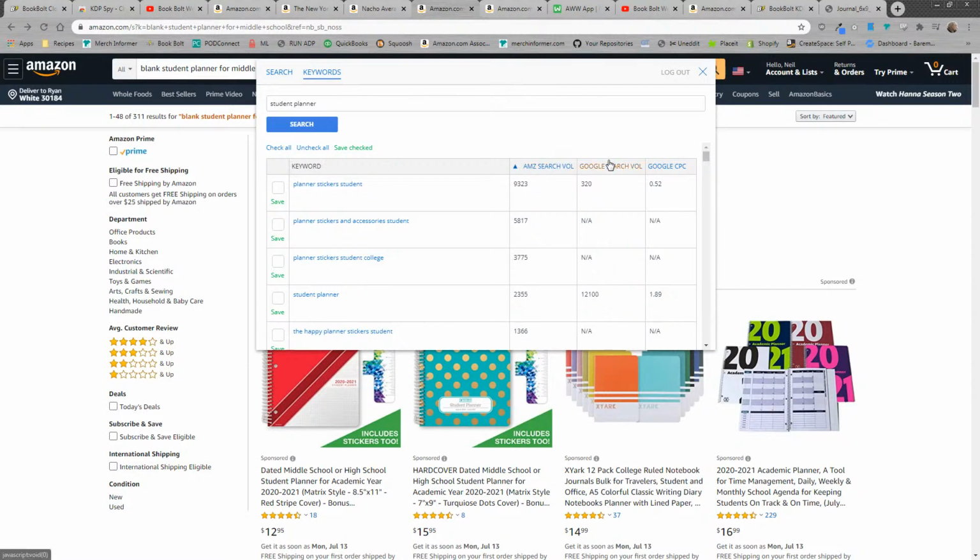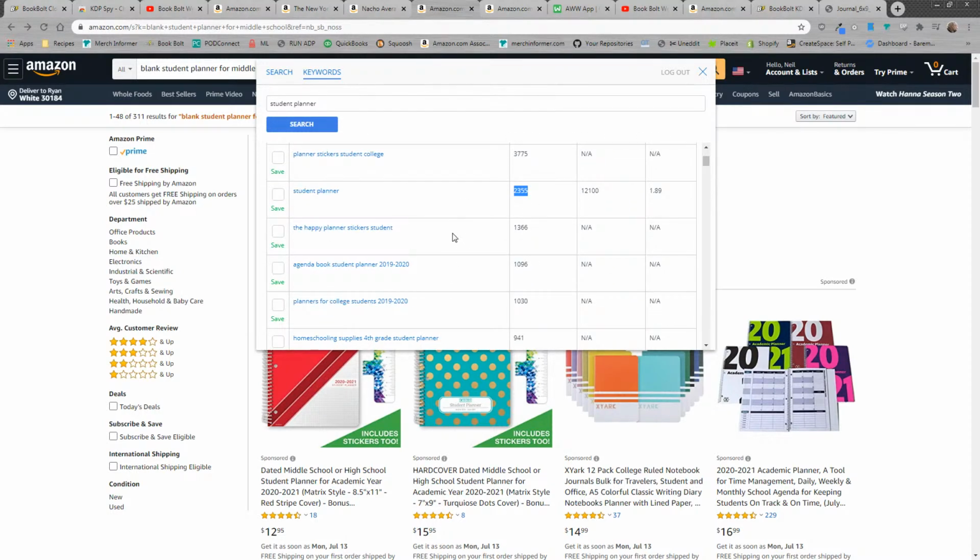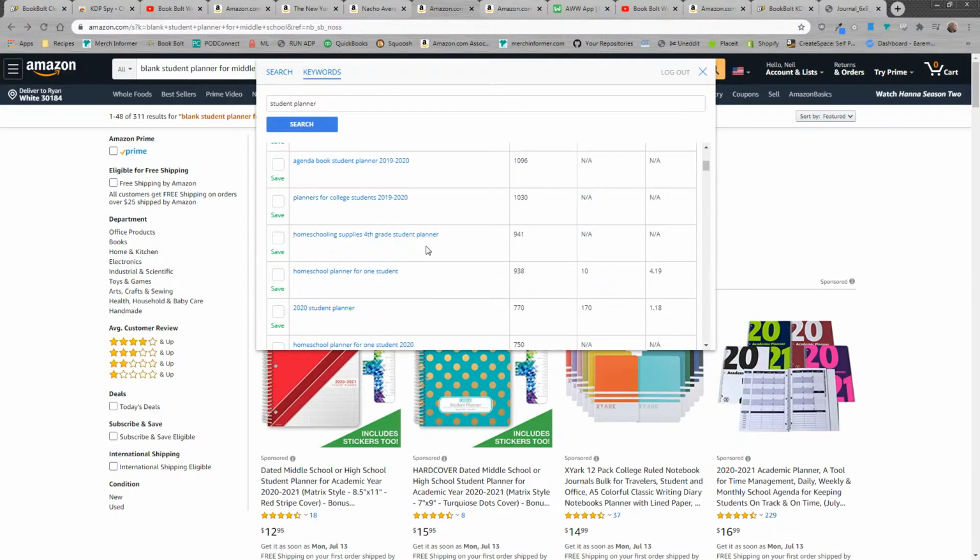We can actually sort these by lowest to highest. We can sort it by Google search volume. But what I'm really interested in is this Amazon search volume right here. So student planner gets thousands of searches a month on Amazon. Okay, so that is the overarching niche. You can come down here to find different keywords that also might be low competition. So, homeschool planner for one student.